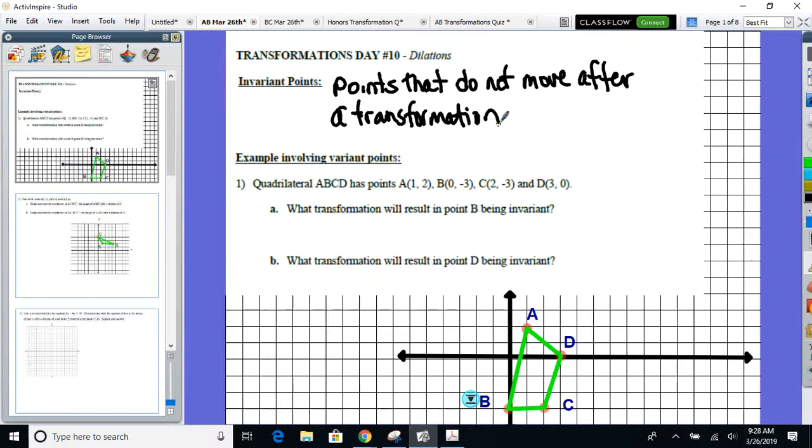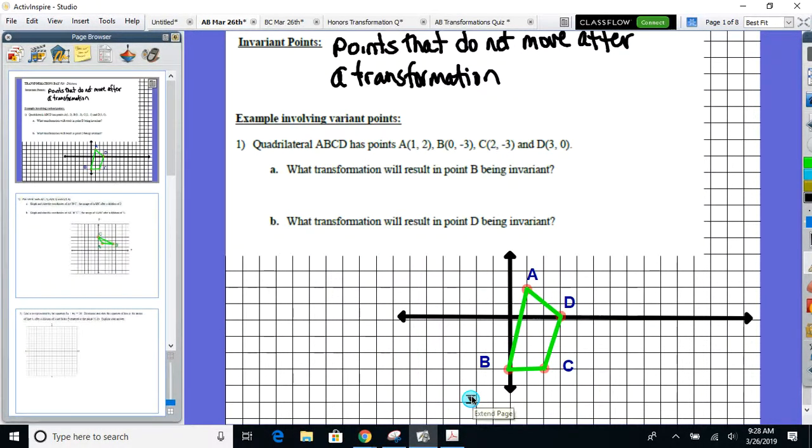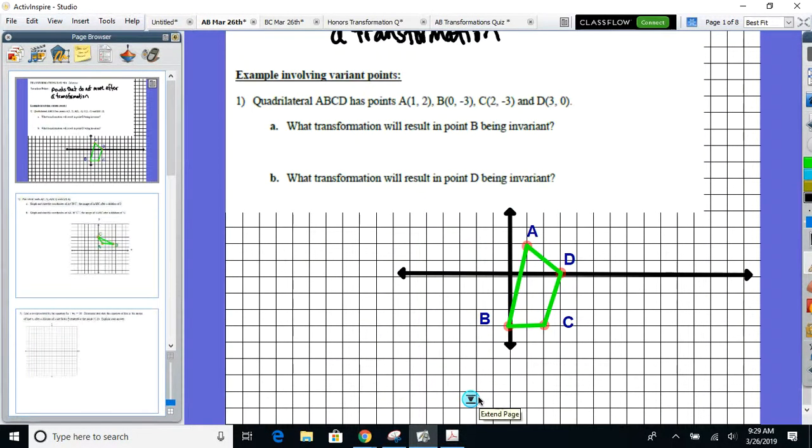And I don't want you guys to waste our time here graphing. So I have this quadrilateral up here. Somebody name me a transformation that will result in point B being invariant, meaning it won't move. So tell me something I could do. Get specific, please, too. Something I could do, one of the transformations we've talked about, where point B is going to stay right where it is.